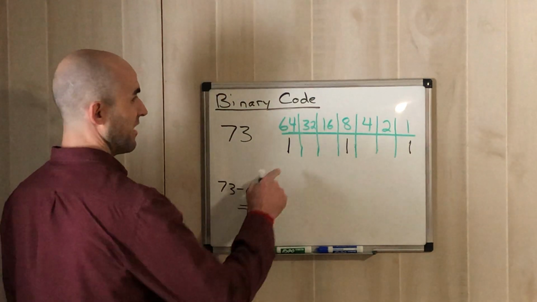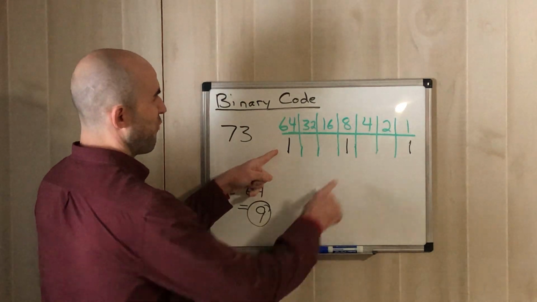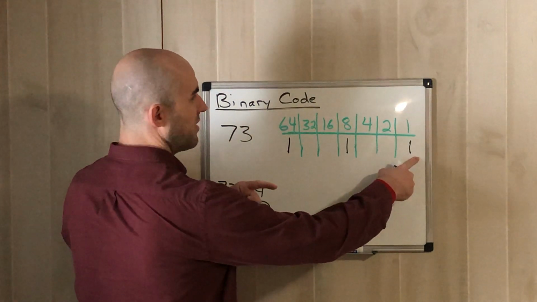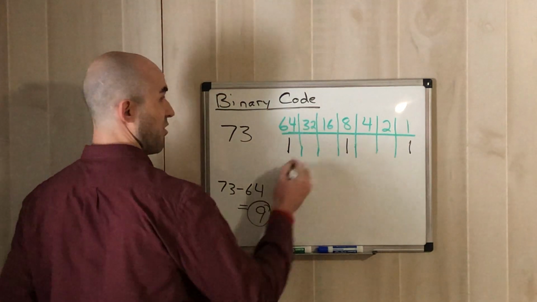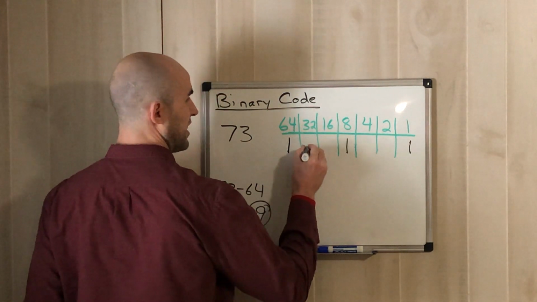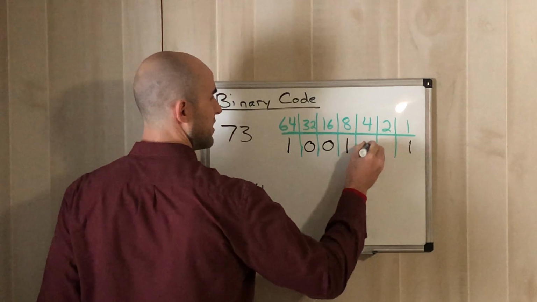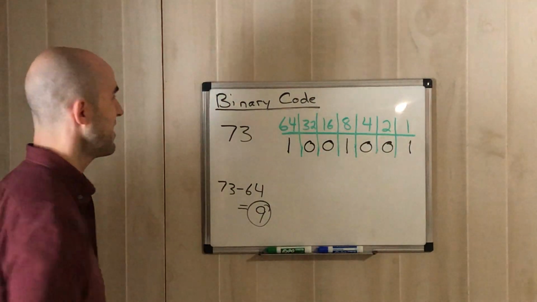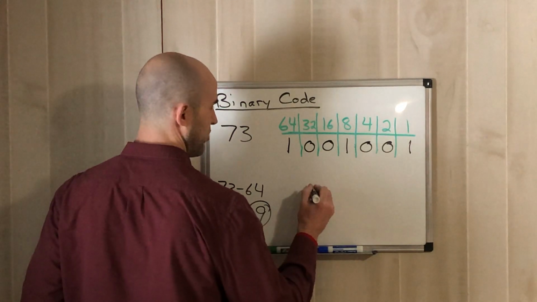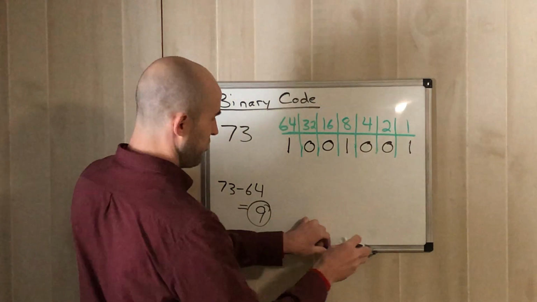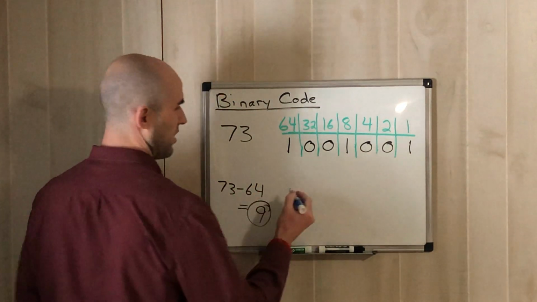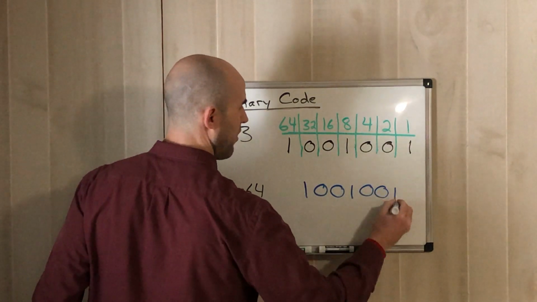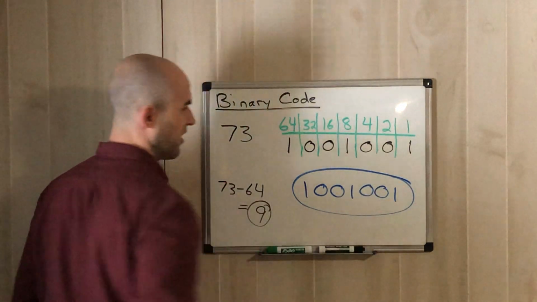And now if we look at it, we have it, right? 64 plus 8 is 72. 72 plus 1, 73. So those are the numbers we used. The numbers we didn't use, put a 0, right? And we're done. The way that you would actually write 73 in binary code would end up being, and let me write in blue just so it's not all the same color, 1, 0, 0, 1, 0, 0, 1. There's our binary code string.